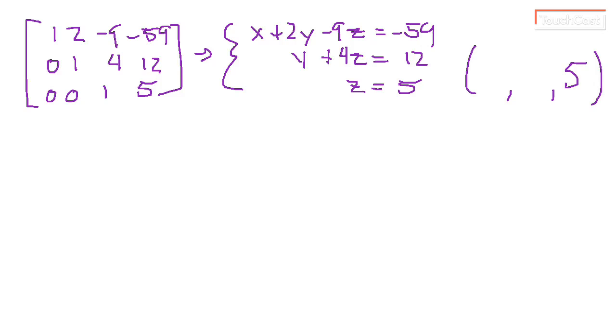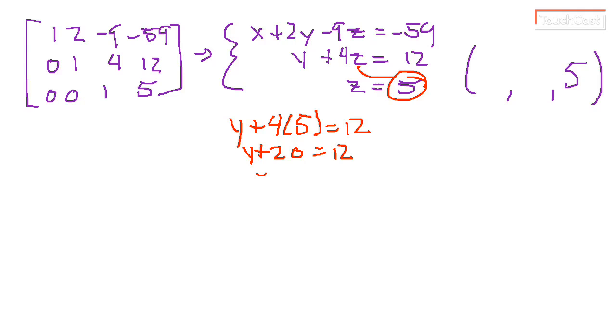We can now use back substitution to take this 5, put it in for z. y plus 4 times 5 is equal to 12. 4 times 5 is 20. So y plus 20 is equal to 12. If we subtract 20, we get y is equal to negative 8. So let's put that in our solution.